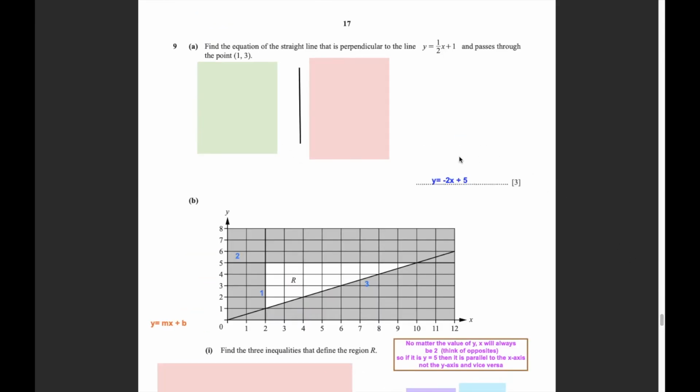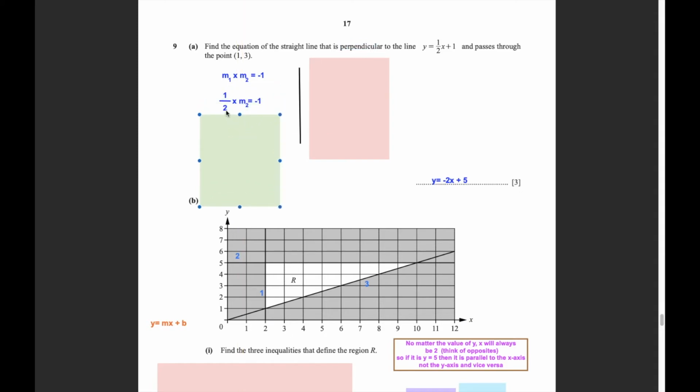Okay. So find the equation of the straight line that is perpendicular to the line y is equal to half x plus 1 and passes through the point 1, 3. So this is in the form y is equal to mx plus b. M is the gradient, b is the y-intercept, okay? So when you say that the lines are perpendicular, it means that the gradient of this line and the gradient of the other line that you're trying to find, when multiplied, gives you -1. Okay, that's how we know they're perpendicular, right?